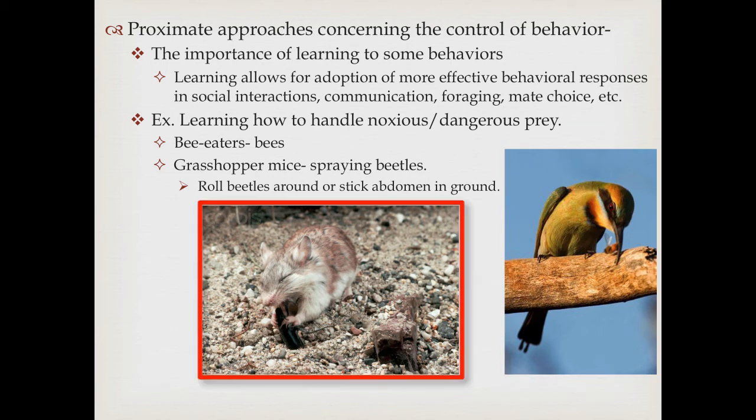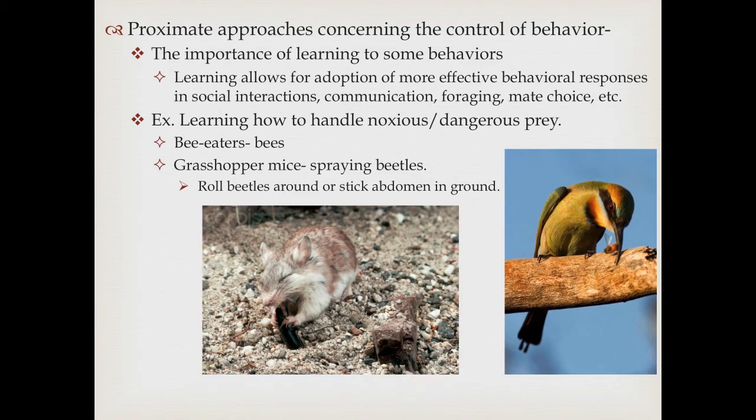This is a grasshopper mouse. Grasshopper mice eat beetles that have the defensive mechanism of spraying a caustic chemical for protection. And what the grasshopper mice do is they grab the beetles, they roll them around in sand, or they stick their abdomen in the ground until they discharge that safely before they eat the prey. But again, this is something that the grasshopper mice have to learn.